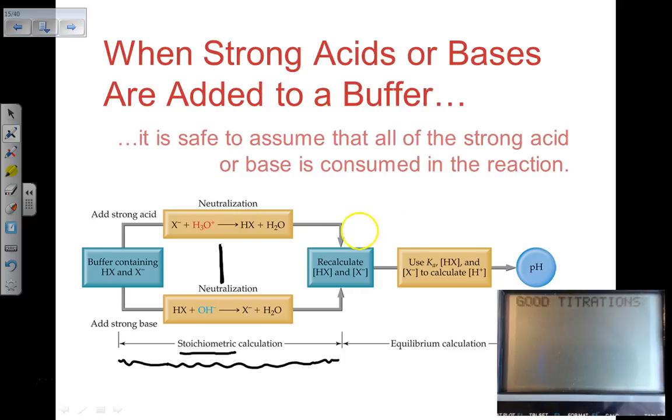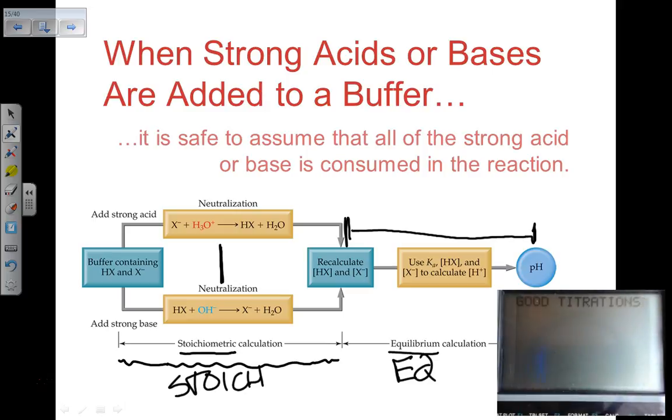And then the second part is determining the pH using the Ka or the Kb. This is the equilibrium step. So there's the stoichiometry step first, followed by the equilibrium step. I think that it's important to work through one of these problems so that you can see what it looks like.